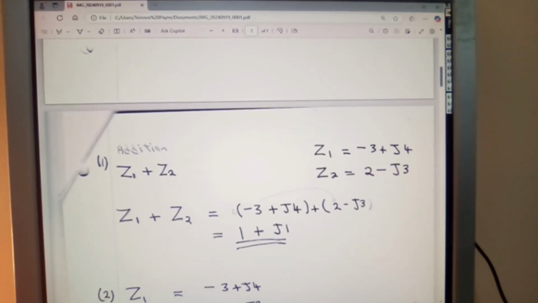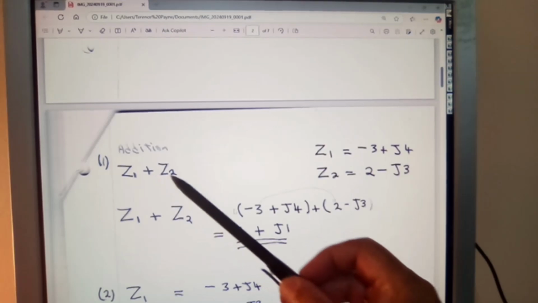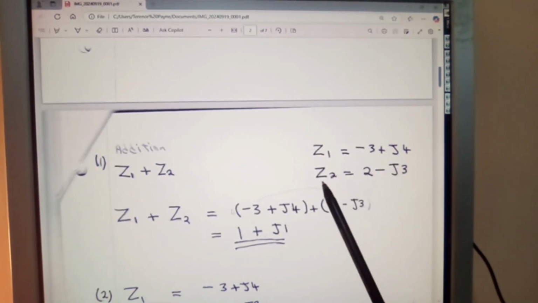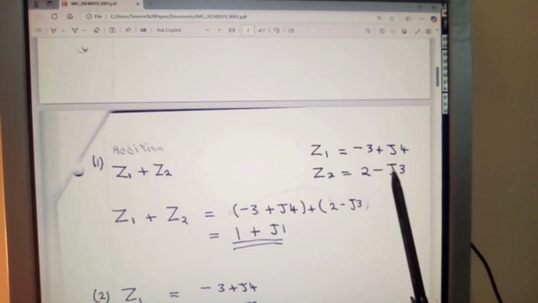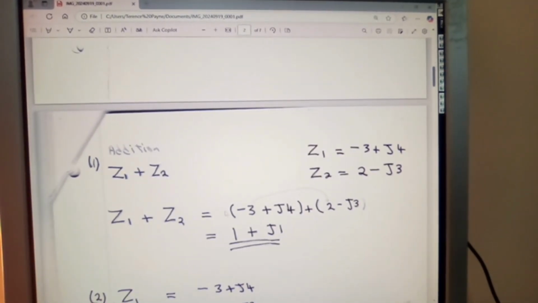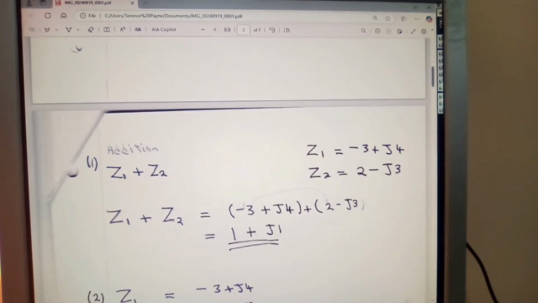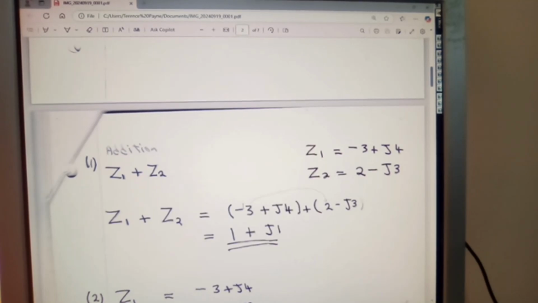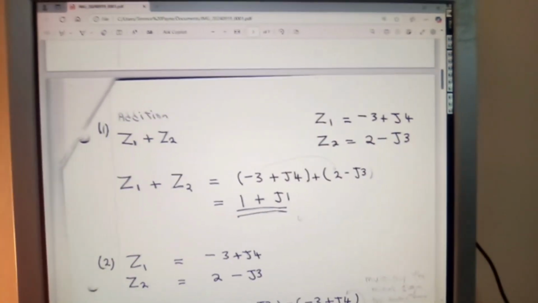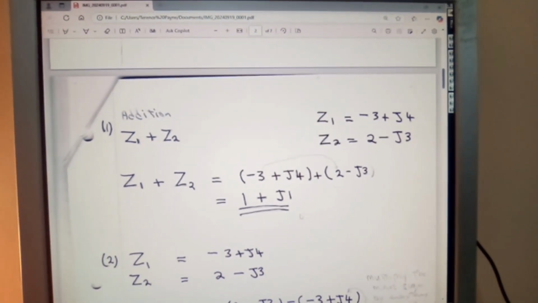So we're looking at Z1 addition. Z1 plus Z2. Z1 has a value of minus 3 plus j4. Z2 equals 2 minus j3. Now again, remember, it is just my style of learning and it's just my style of teaching. You have to find your own level and your own ethos and your own style of learning. I do it this way because it enables me to understand and grasp what I'm trying to achieve. But that's just my style.